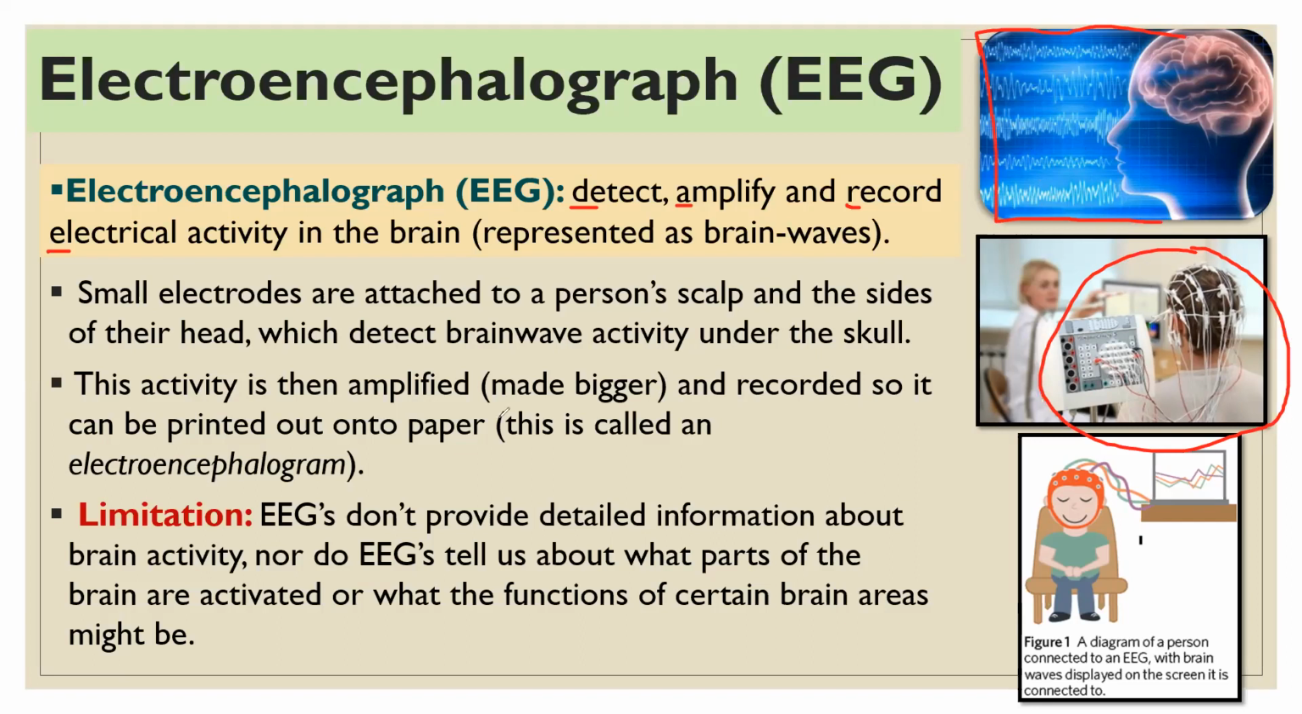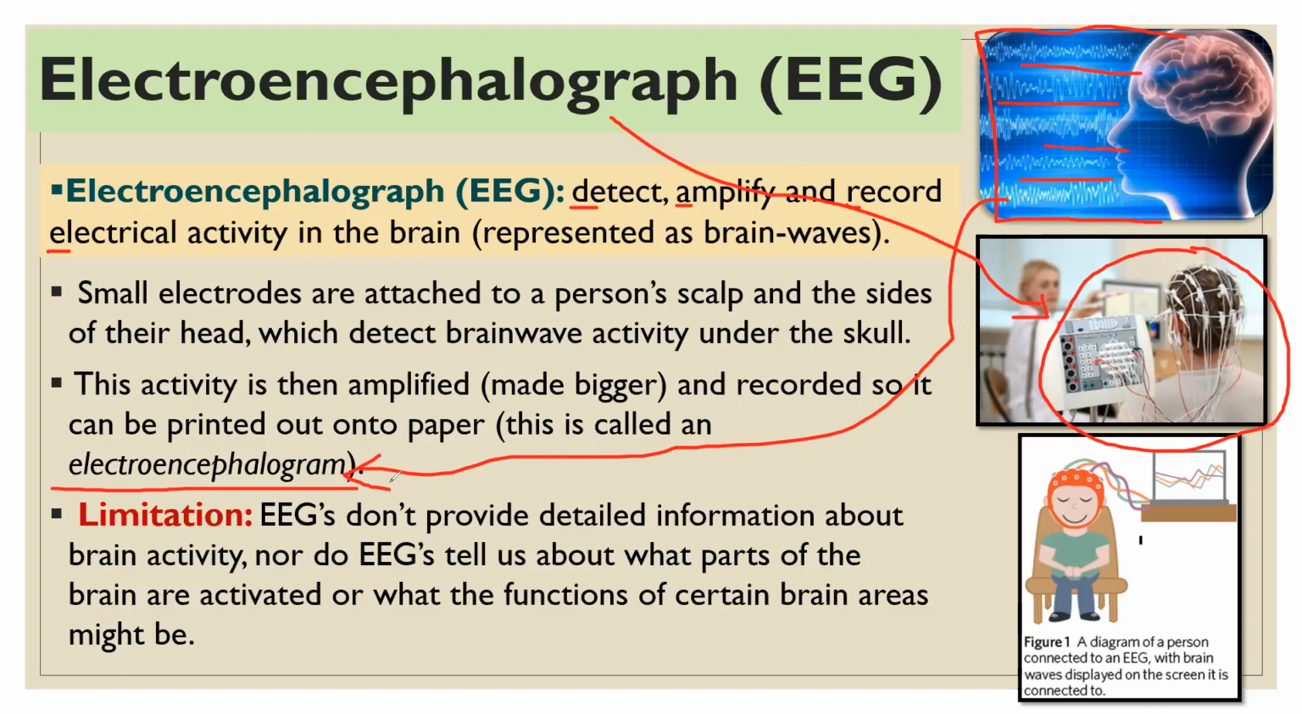The name of the readout that you get from being hooked up to all those electrodes is called an electroencephalogram. So I can literally take this and print it out on a piece of paper and analyze it further. That is an electroencephalogram. Now, the actual device that's used with the electrodes is called an electroencephalograph. So don't get confused between the two terminologies.